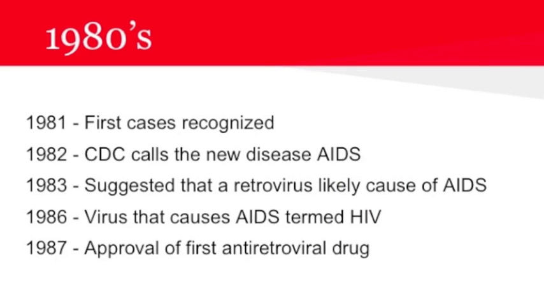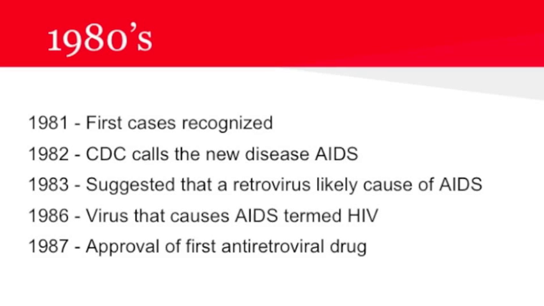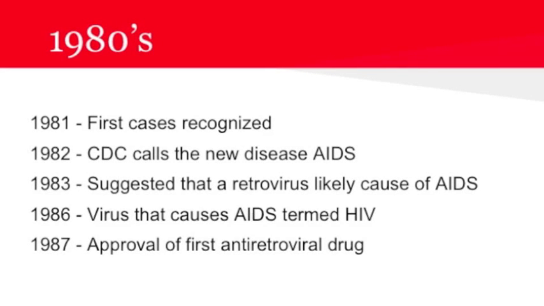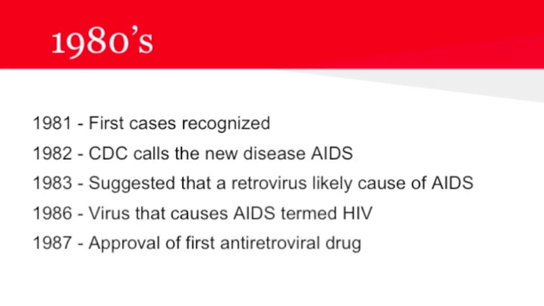In May 1986, the International Committee on Taxonomy of Viruses ruled that both virus names should be dropped and a new name, human immunodeficiency virus, be used. On March 19th, the FDA approved the first antiretroviral drug, zidovudine, or AZT. Congress then approved $30 million in emergency funding to states for AZT.